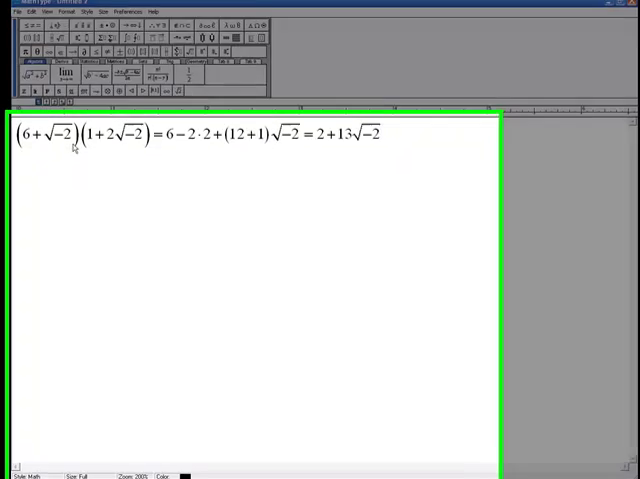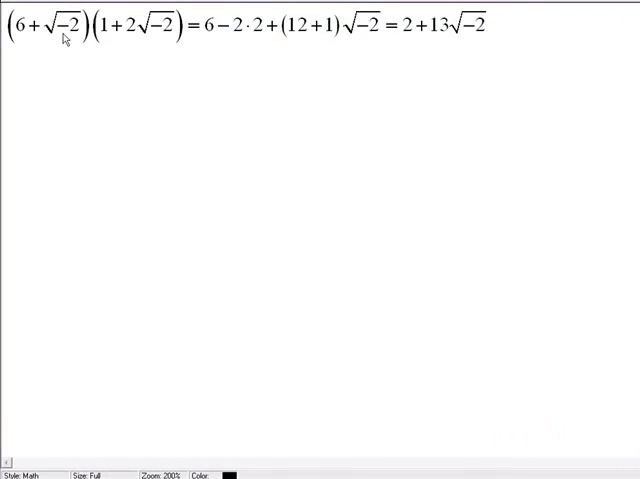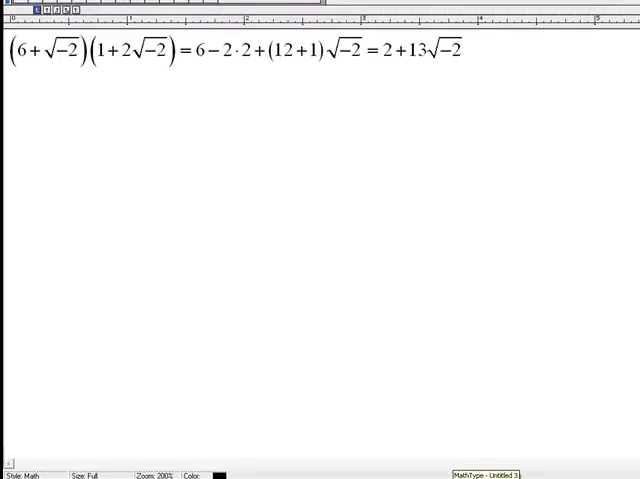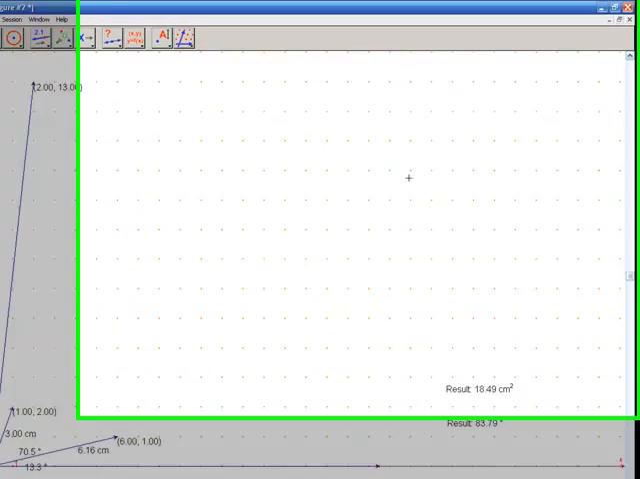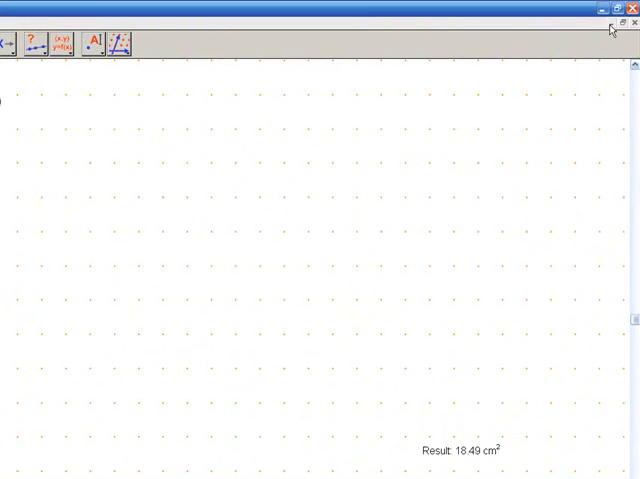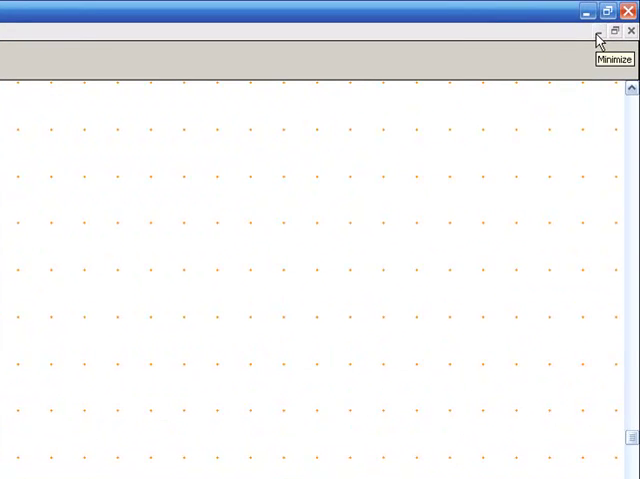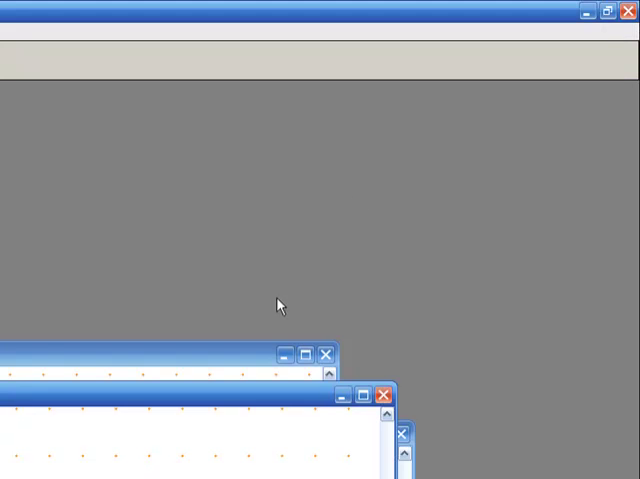Again, I've worked out the calculations. You can see 6 plus the square root of negative 2 times 1 plus 2 times the square root of negative 2 equals 2 plus 13 times the square root of negative 2, which is indeed what we got. So it seems to work out in a 3 mod 4 quadratic ring.